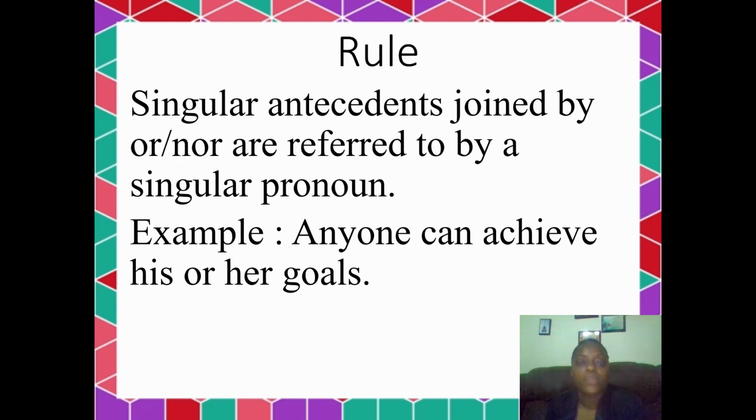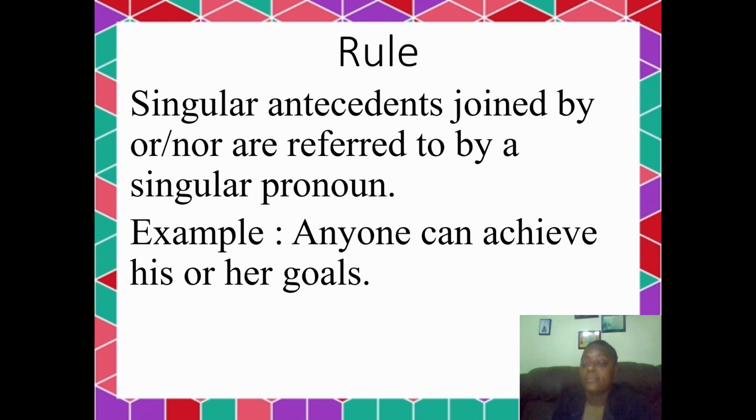Rule 2. Singular antecedents joined by or or nor are referred to by a singular pronoun. So the pronoun that comes after any of the two singular words joined by or or nor must still be singular. The example here is anyone can achieve his or her goals.